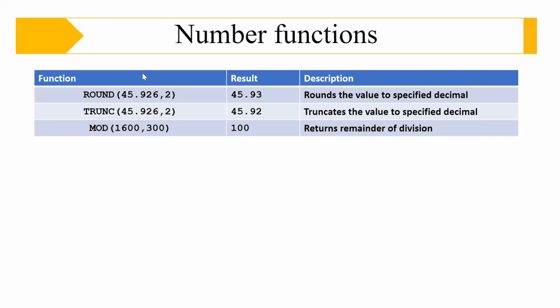Okay. Next, what we have is mod. Now, what is mod? Mod is nothing but modulus. What does modulus mean? When we divide, we get a quotient and remainder, right? So modulus will return the remainder of your division. So 1600 by 3. So 300 into 5 is 1500 and the balance is 100. So that balance is returned by the mod function.